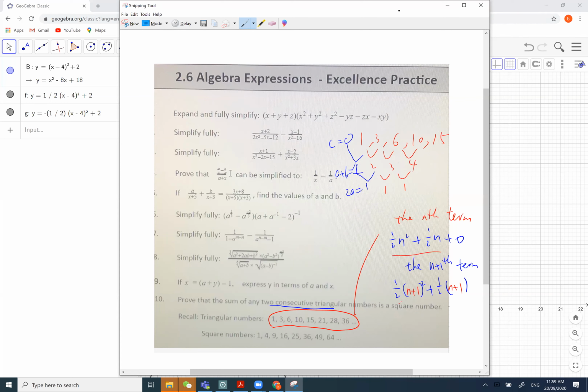After you got these two, they ask you to show the sum. So you need to add these two together. This is homework. You need to simplify. The whole page you can try as homework.